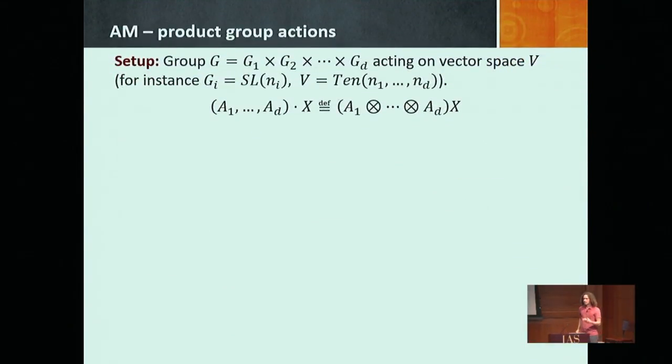Now let's see alternating minimization in product group actions. Right? So the setup here will be the continuous groups, right? So my group G is the product of d groups, G1 up to Gd, acting on a vector space V. For instance, you can think of the Gi's as being the special linear groups, and your V is the tensor space, okay? And the group action will be the usual one that we're looking at, right?